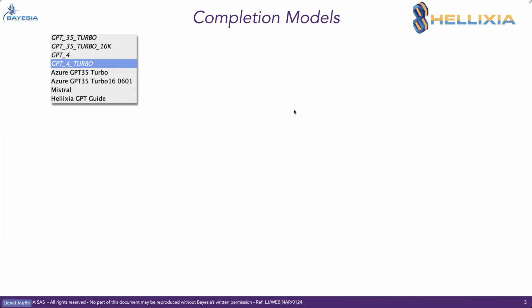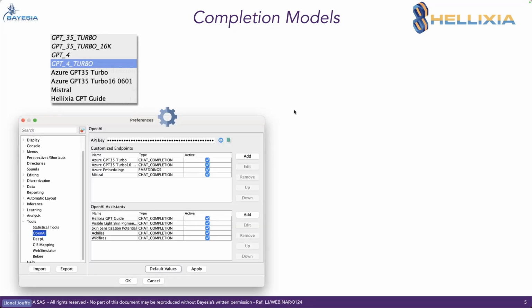Just a few words about the models we can use in BayesiaLab. So Hellixia can use, obviously, all the OpenAI completion models, but we can also use Azure. We have a way to connect endpoints. And since we have these endpoints, we can also use some kind of private endpoints. For example, here in my screenshot, you can see that I'm also using Mistral. So it's a way to test different engines if you want.